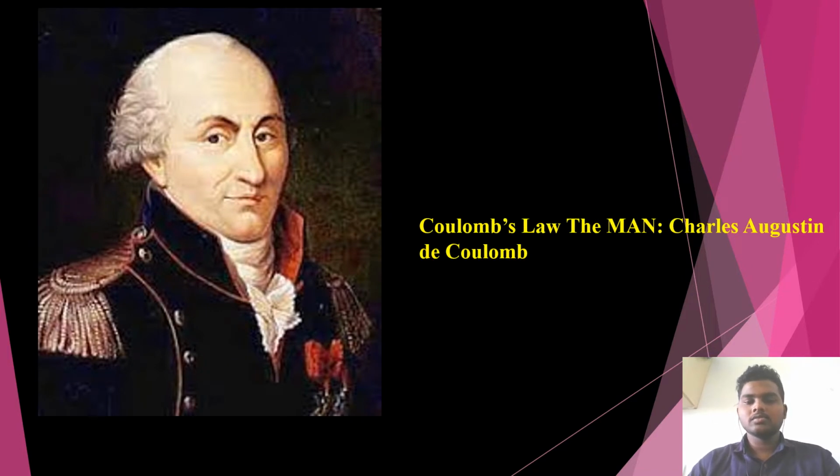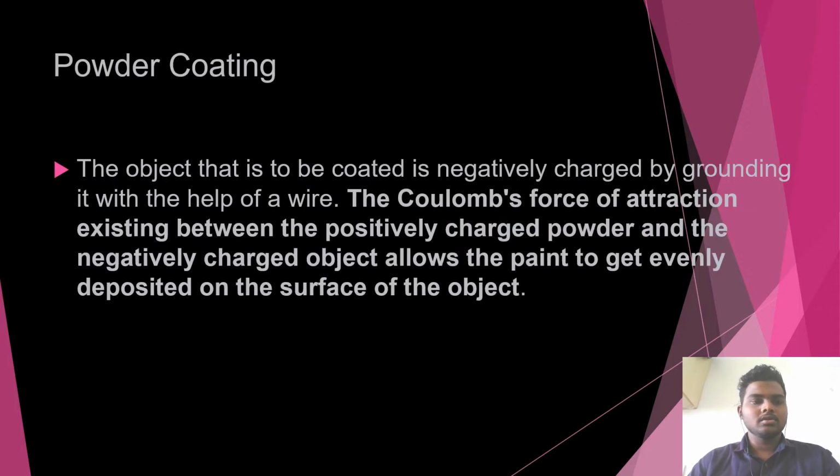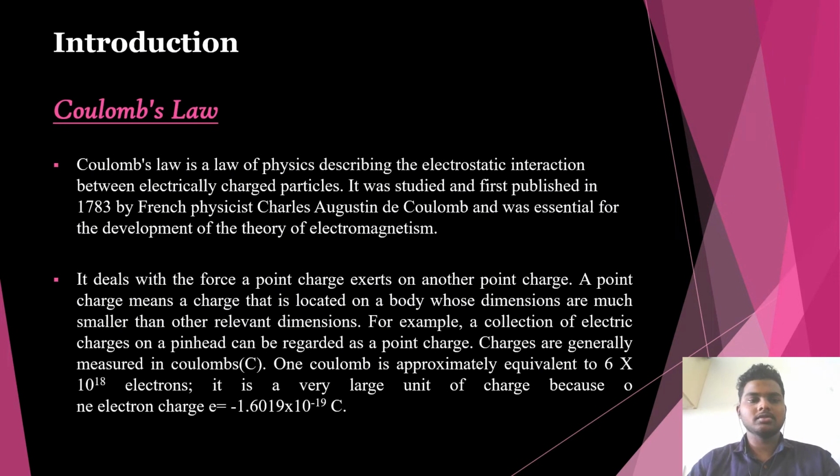Here is the man behind Coulomb's law, Charles Augustin de Coulomb. Powder coating: the object that is to be coated is negatively charged by grounding it with the help of a wire. The Coulomb force of attraction existing between the positively charged powder and the negatively charged object allows the paint to get evenly dissipated on the surface of the object.